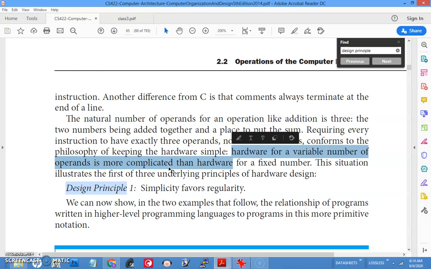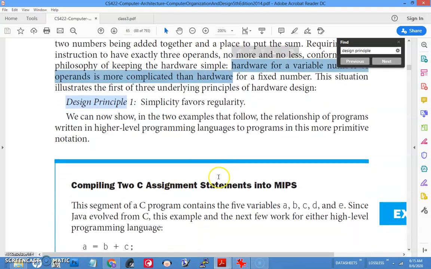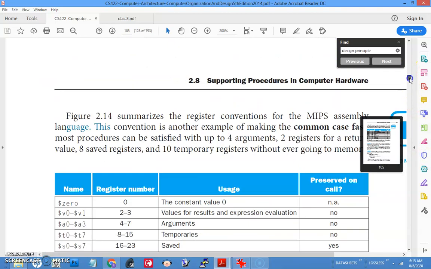See, let's say we have 10 flavors of add instruction. Then the hardware for implementing those will be very complicated. But now we don't have that many flavors. We have only 2 flavors for the add instruction, add and add immediate. So the hardware becomes very simple to implement. This situation illustrates the design principle: simplicity favors regularity. We can observe the regularity in all the instruction set, the instructions that we have shown.